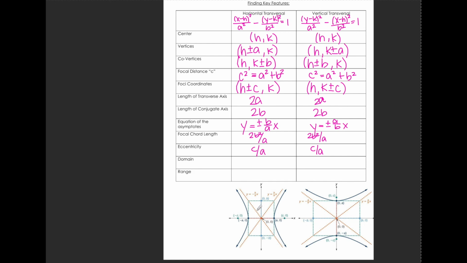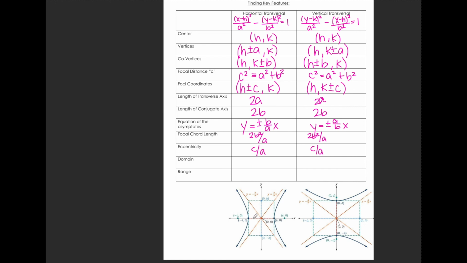So in my horizontal hyperbola, the domain is my x values. So from negative infinity to negative a is going to be the domain, as well as a to positive infinity. So I just can't include anything between negative a and a.